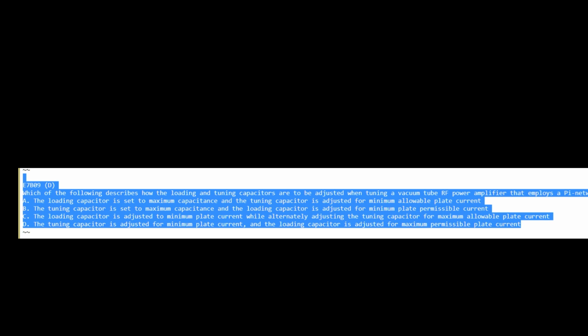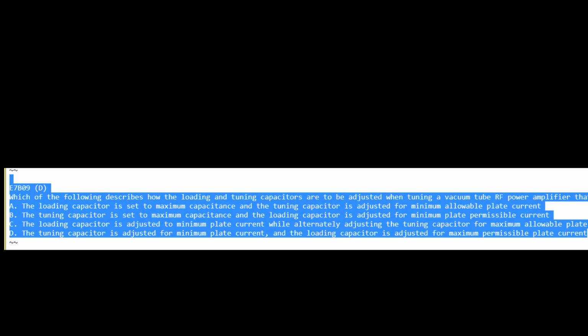So it says, which of the following describes how the loading and tuning capacitors are to be adjusted? And they say the answer is D. D is wrong. D says the tuning capacitor is adjusted for minimum plate current, and the loading capacitor is adjusted for maximum permissible plate current. D, I'll read that again. The tuning capacitor is adjusted for minimum plate current. Okay, so that's the tune control.